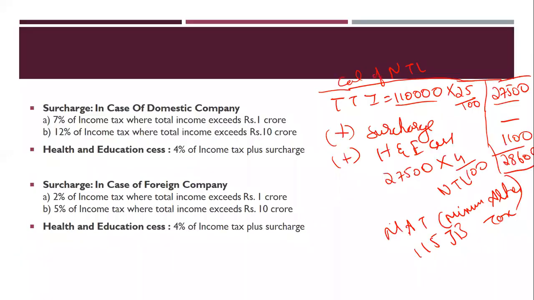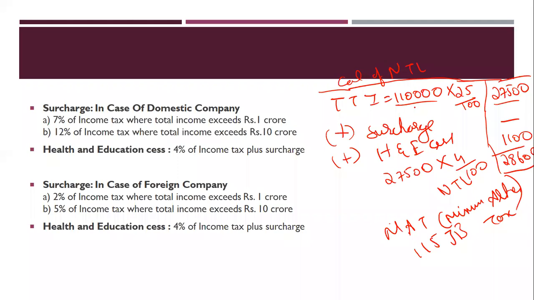Once after finalizing, next you have to compute the normal tax liability. For the computation of normal tax liability, what we have to see is what my total taxable income is and whether I am a domestic or foreign company. So in this case, for example, we consider my company is a domestic company where the information is not given, so I'm going with 25%. My total taxable income is 1,10,000 into 25% divided by 100, you will be getting 27,500.